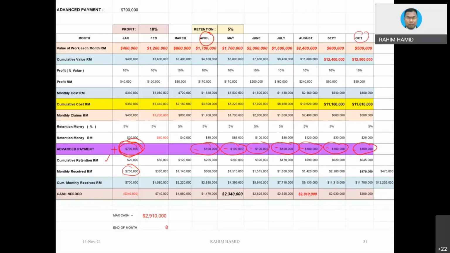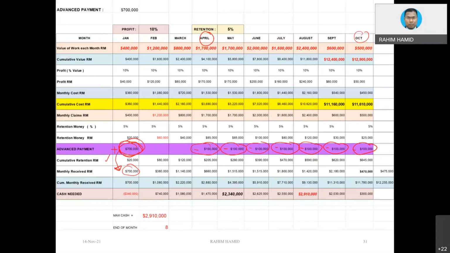First month, 700,000. Where does this 700,000 come from? Actually, it is coming from the advance payment. The contractor has not done anything yet. There is no work being paid on that particular month because the work just started. For the entire month, you are not going to get paid, but you already have the money from the advance payment. So in the accounting system, you have to put 700,000.